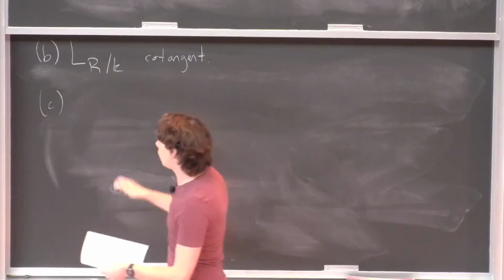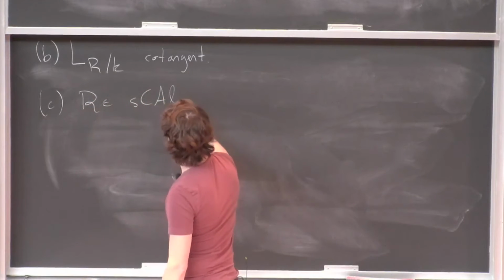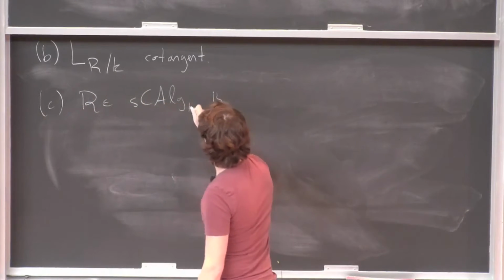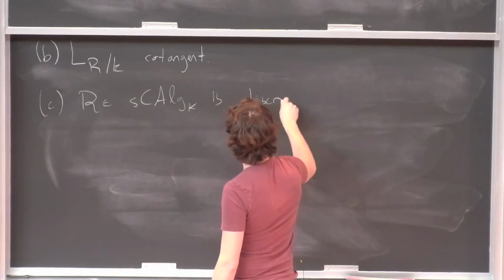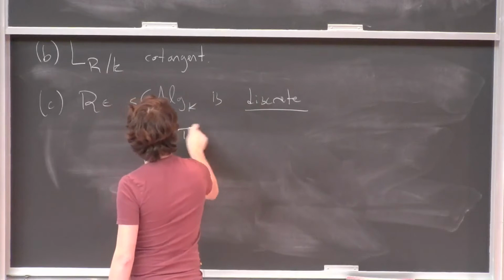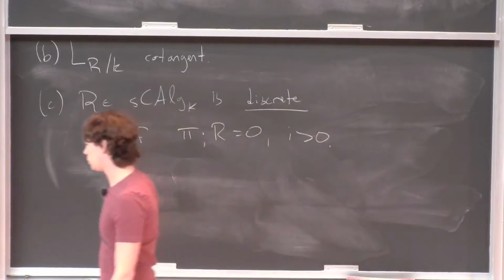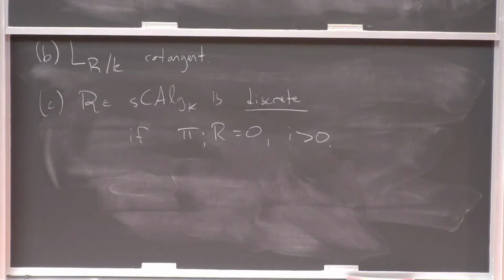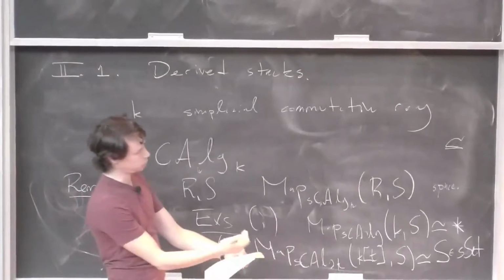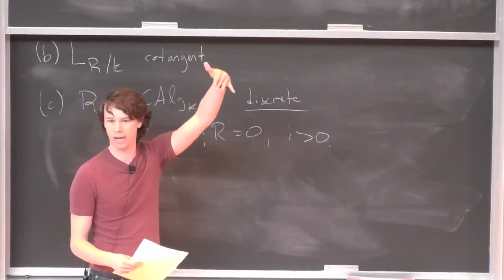Let's see. So I'm going to say that R inside the simplicial commutative K-algebras is discrete. This is a definition if pi_i of R is 0 for i more than 0. Okay, so what we're seeing here is there's an underlying topological space or simplicial set for any simplicial commutative K-algebra, so it makes sense to talk about its homotopy groups. I'm just going to say it's discrete if all of the positive ones actually vanish.